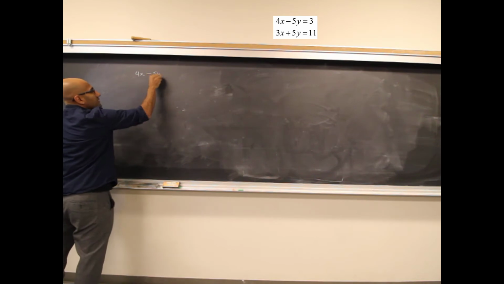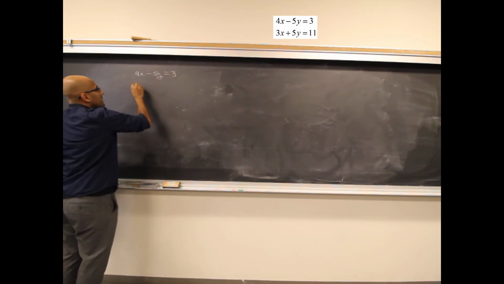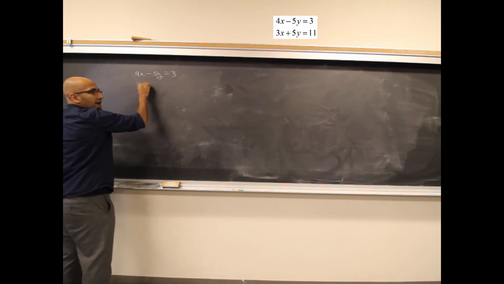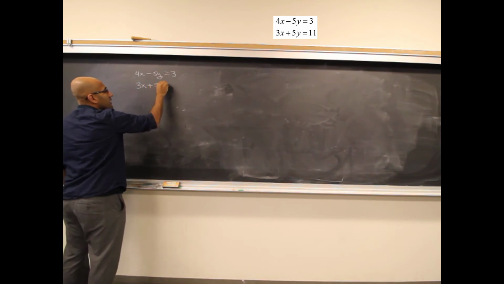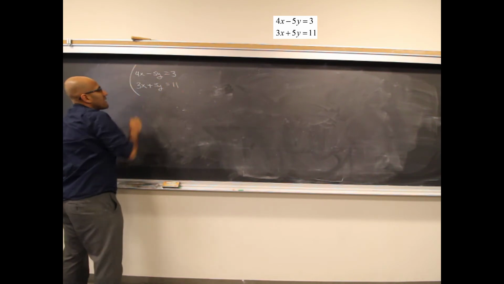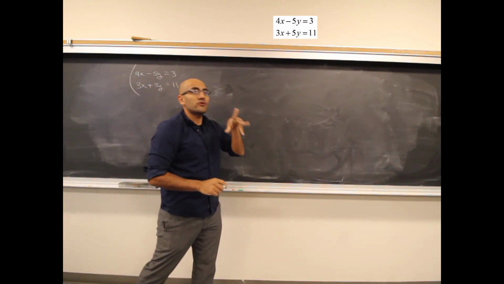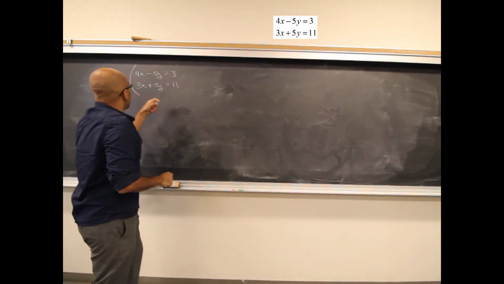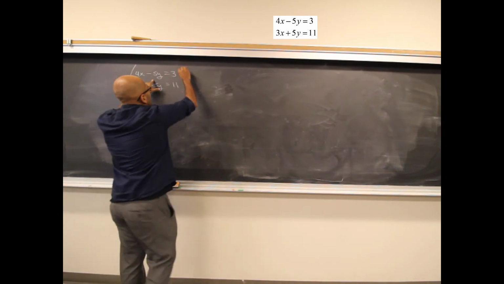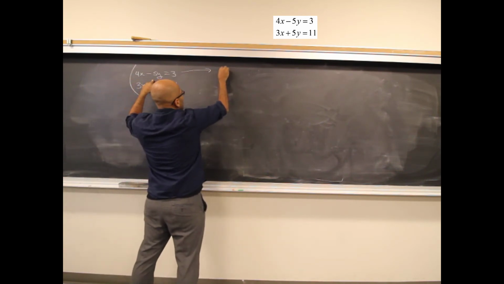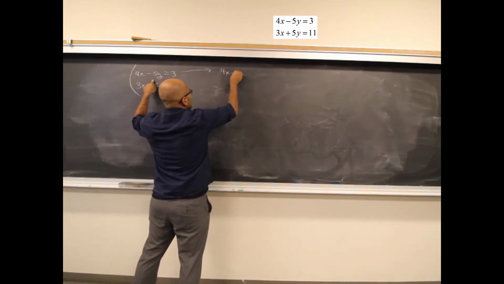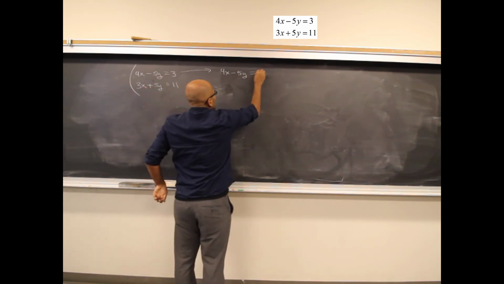4x minus 5y equals 3, and 3x plus 5y equals 11. Here is my system. I want to solve that. Okay, well, the first thing I'm going to do is take this top one, go off to the side, and rewrite it as 4x minus 5y equals 3.